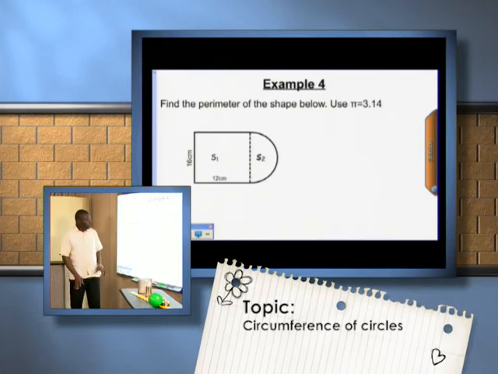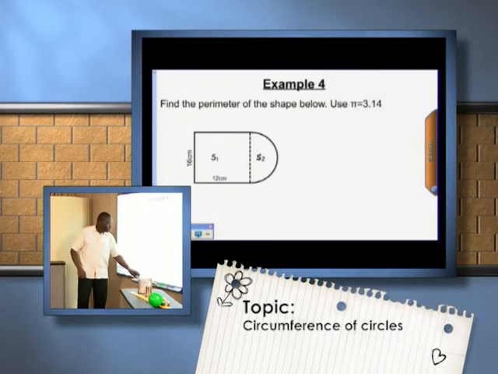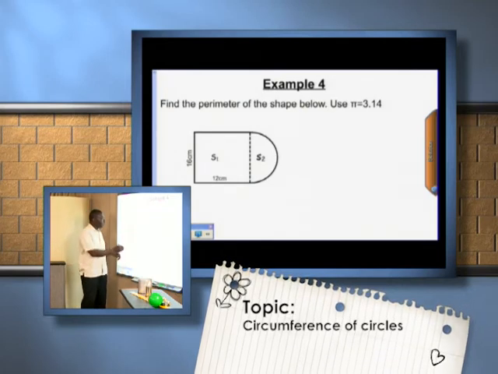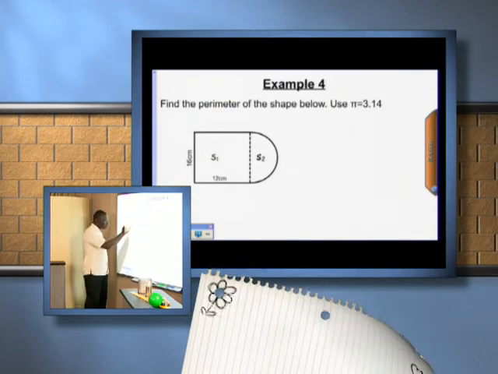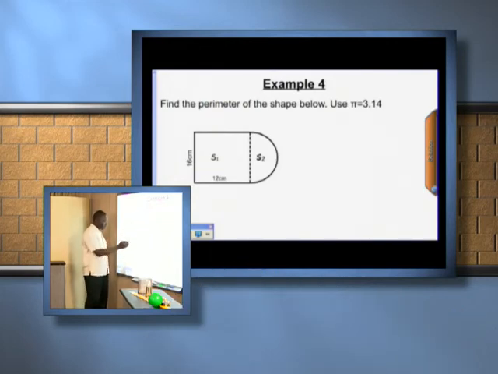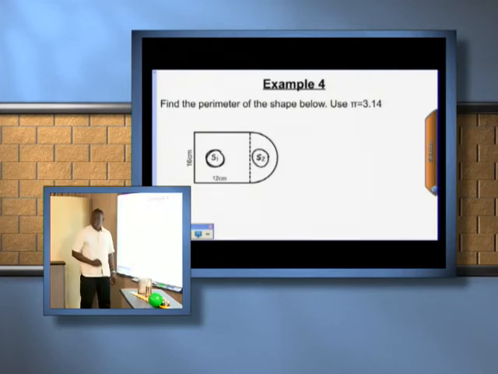Okay? So what we will do, we will solve it in 2 parts. We refer to this part here of the shape as S1. And we can refer to this part here as S2. Good. So we can find what is the perimeter of S1.